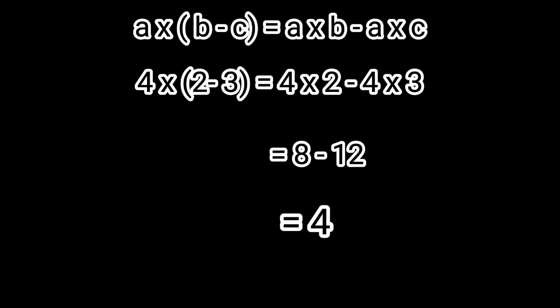So a is equal to 4, b is equal to 2, and c is equal to 3. So we follow the formula: 4 times 2 minus 4 times 3. First we're going to multiply these two given, which is 4 times 2 is equal to 8 and 4 times 3 is equal to 12. So 8 minus 12 is equal to negative 4.